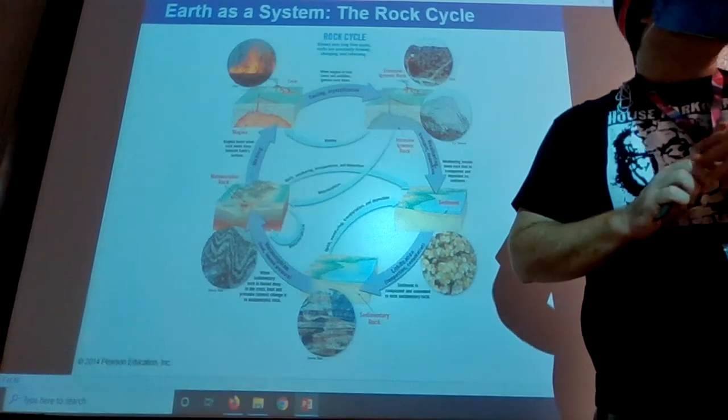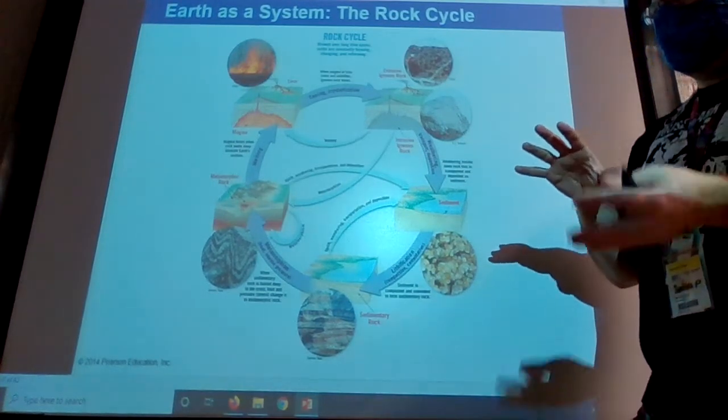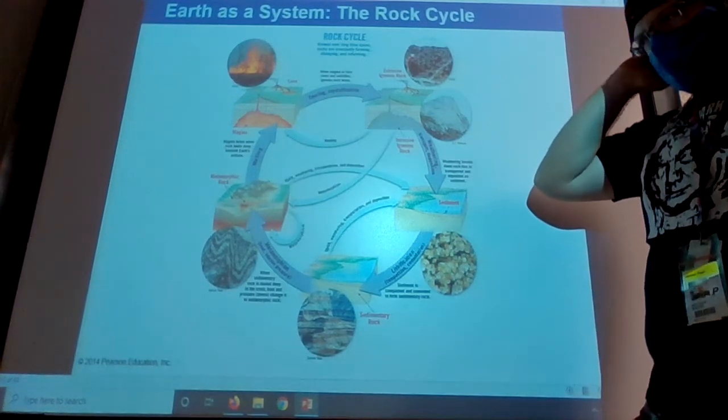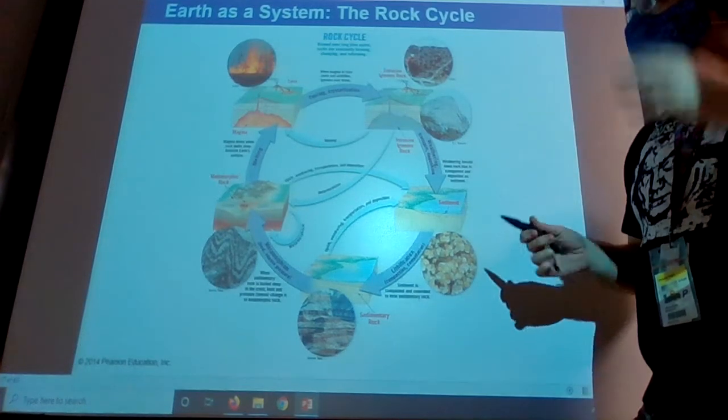And actually, I'll try to remember this week, I have a really, really cool metamorphic rock that I got from New Mexico. And I'll bring that in and show y'all why it looks so different. So yeah, this is a rock cycle.